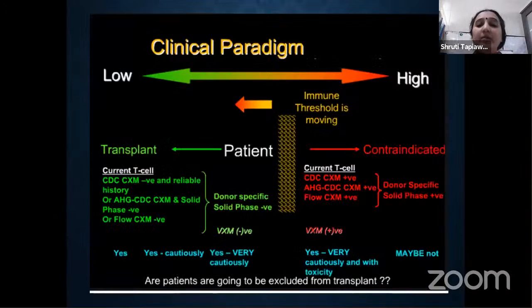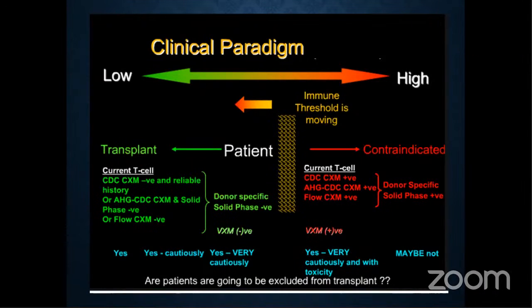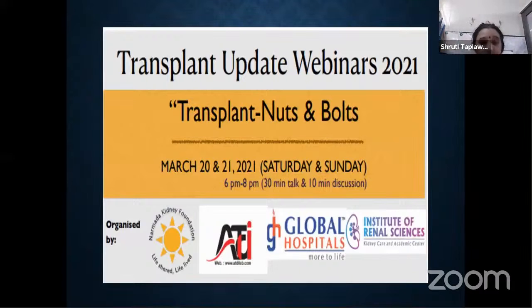I will use a paradigm where I will look at the CDC. I will have all the parameters of the CDC cross-match being done. I will add the flow cross-match parameters to it. I will look at the PRA or the single antigen bead profile, and then I will comment on it. Very important: in the next few series, we will see how we then add 1 + 1 together and come to an 80 to 90% immune stratification pre-transplant. So that is where I would like to end my session, and I would welcome questions. Thank you.